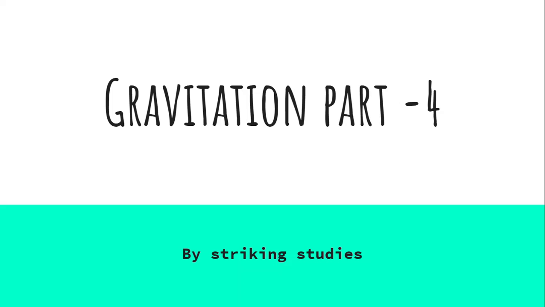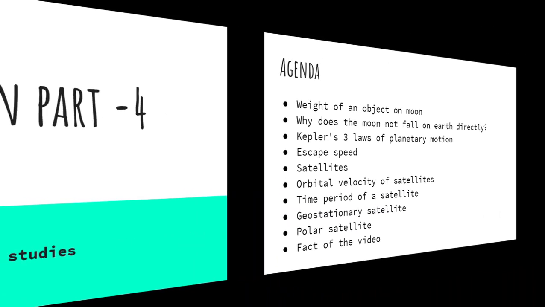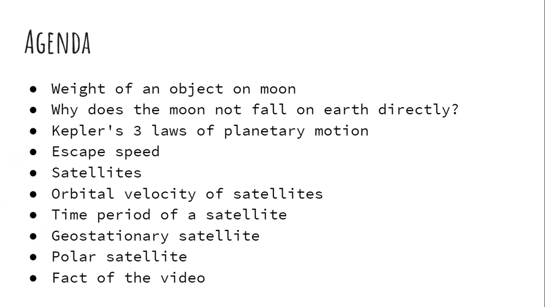So today we're going to be doing gravitation part 4 and this is the last part, so you don't need to wait for me to upload more on gravitation, you get the whole chapter. So, like a nice person, I have made a full agenda on what we're going to be doing today, and this includes weight of an object on the moon, why the moon does not fall on Earth directly, Kepler's 3 laws of planetary motion, escape speed, satellites, and fact of the video.